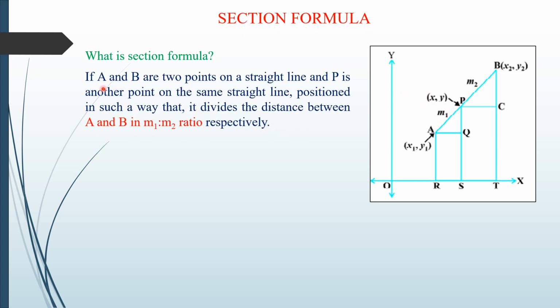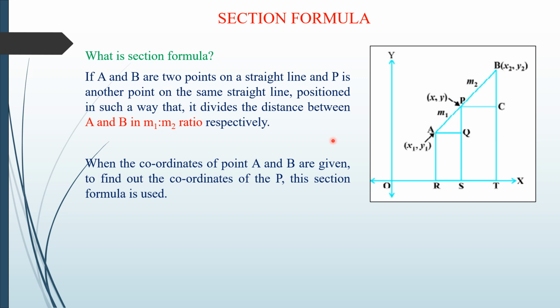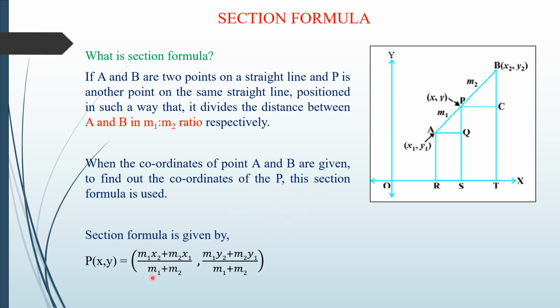Let us understand that as if A and B are 2 points on a straight line and P is another point on the same straight line, positioned in such a way that it divides the distance AB in m1 is to m2 ratio respectively. So this point P is dividing this straight line AB in m1 is to m2 ratio. Therefore, I want to know the coordinates of this point P. When coordinates of points A and B are given, to find out the coordinates of point P, this section formula can be used.